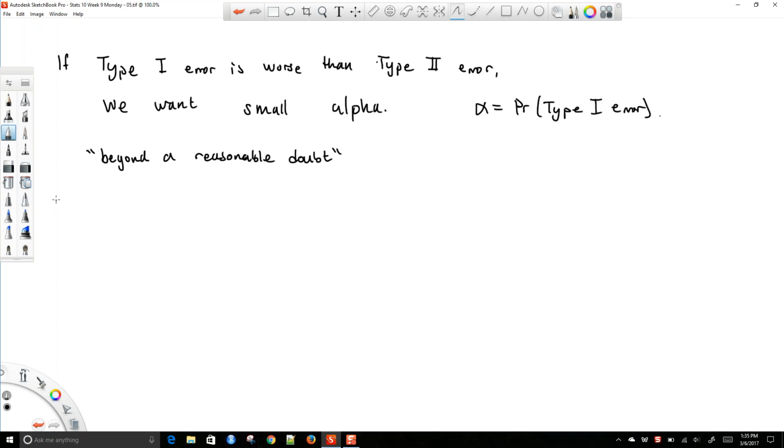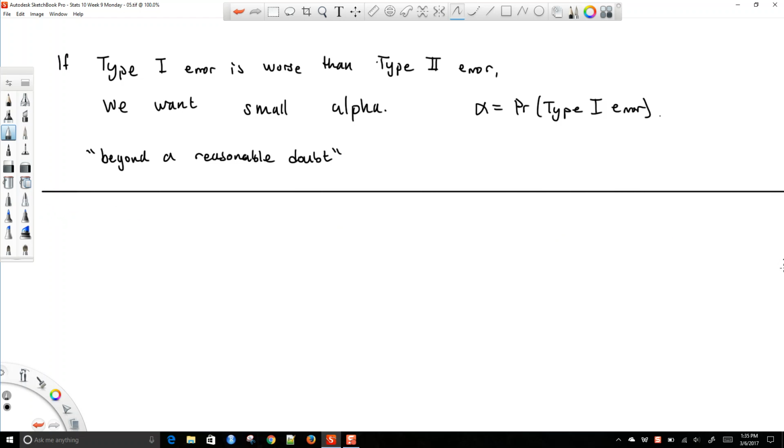Now, I just want to illustrate this. They don't say you want to be 100% sure, though, right? What would happen if you had to be 100% sure? Being 100% sure would mean, let's say, alpha equal to 0, meaning you will never commit a type 1 error.